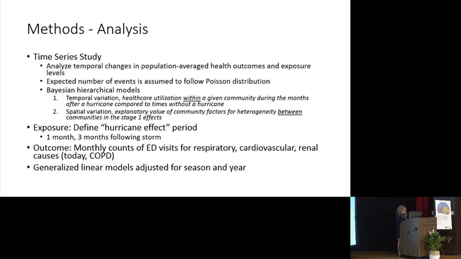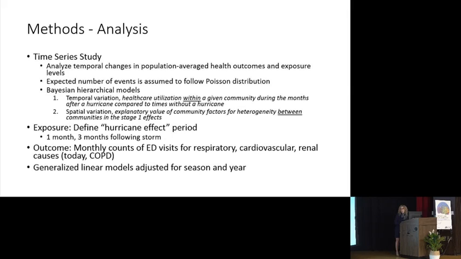Okay, so I won't go into these details. I'm running out of time, but I'm happy to talk about the methods afterwards. But basically, within county, I'm looking at the temporal variation. So do we see a surge in emergency department visits in the months following the storm? And then I'm looking across counties to see if the difference in the surge across counties can be explained by these different county characteristics. I'm looking at several different chronic disease exacerbations, so ED visits for several chronic diseases.